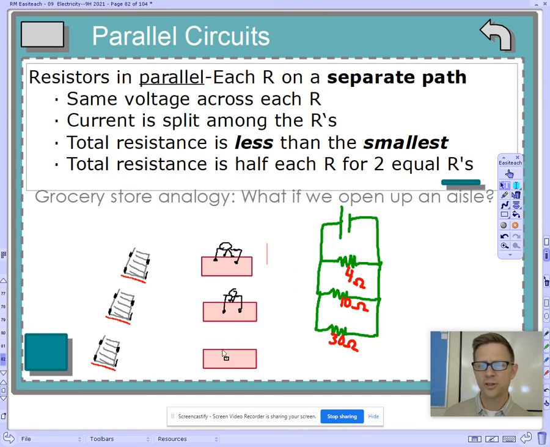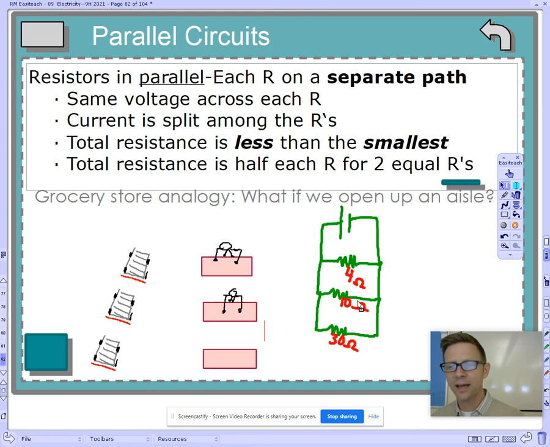Now another cashier is going to open here at this other register, but wait a second. This cashier is going to be slower than the other 2. Will that help the flow of people out of the grocery store? Yes, it will. Any additional path decreases your resistance to getting out of the grocery store. Any additional path increases the flow of people out of the grocery store.